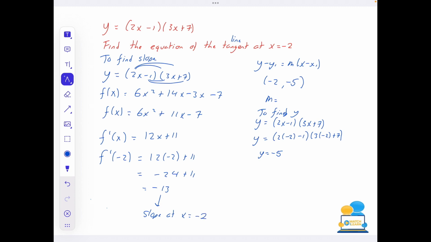Be minus 13. So that is my slope at x equal to minus 2. So I can fill that in up here. M is equal to minus 2.